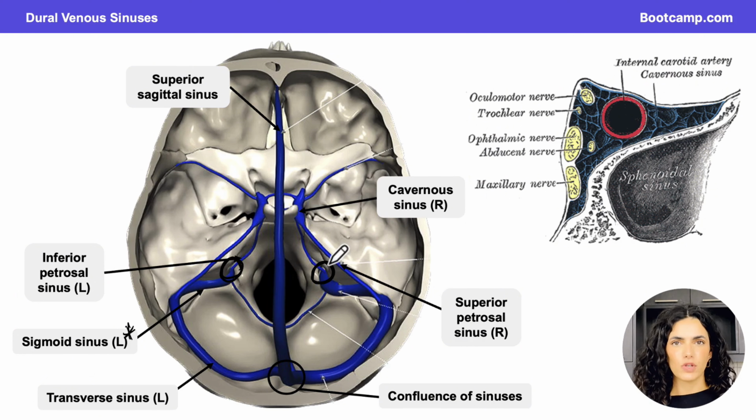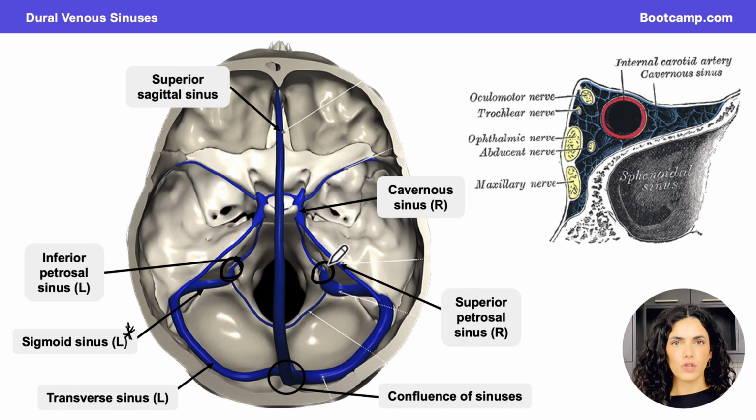So let's look at these sinuses again. So here's our sagittal view. Here we can see the superior sagittal sinus. Now another sinus that I haven't mentioned yet that runs in the same direction as the superior sagittal sinus is going to be the inferior sagittal sinus. So it's the same as the superior, but it's just more inferior.